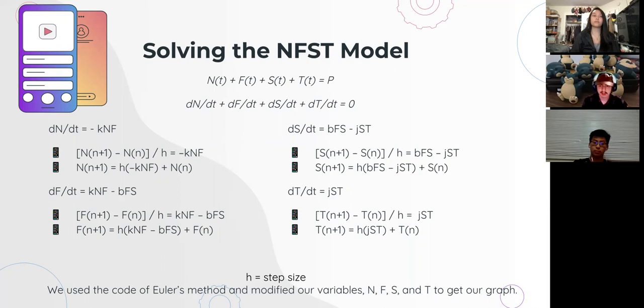So here's an example. We have dn over dt. Using our difference of quotients and Euler's method, all we have to do is isolate n of n plus 1 to find our next data point. We use this approach for every other differential equation that we have for our NFST model.